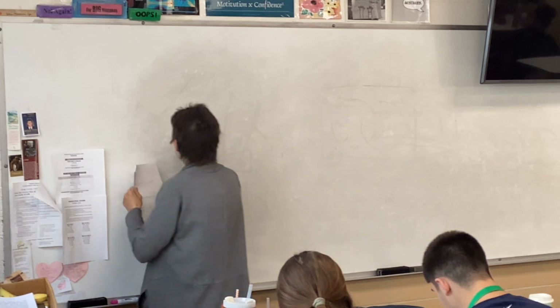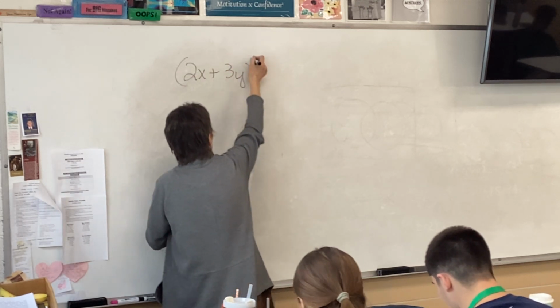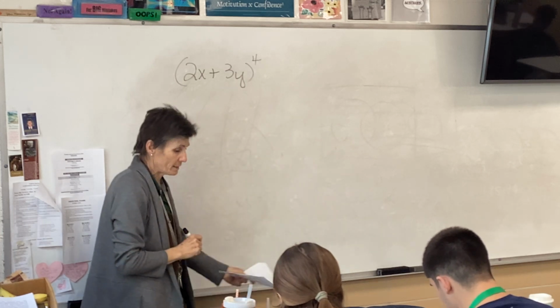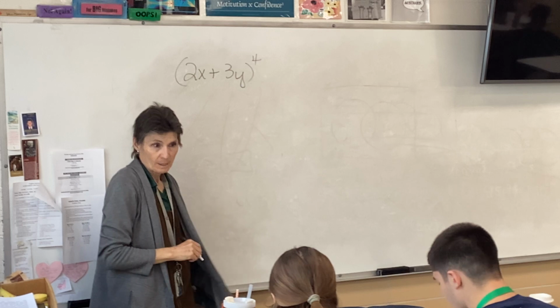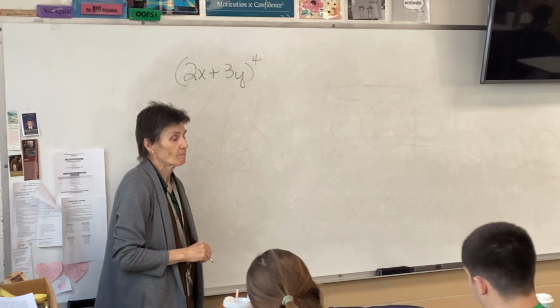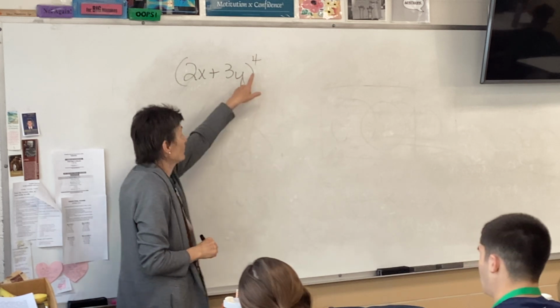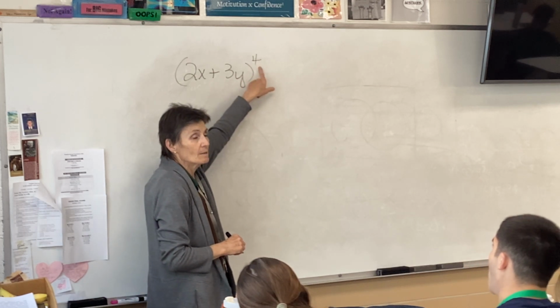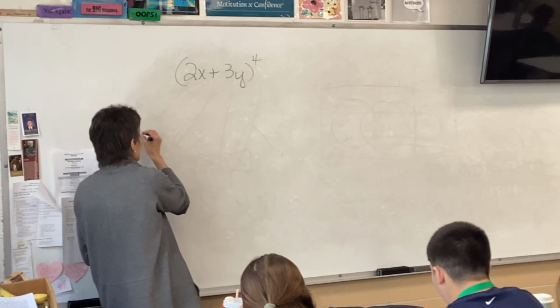Now we're going to expand 2x plus 3y to the 4th. We've already done one of these today. So let's see if you can remember what we did. Step 1, coefficients. And where are the coefficients going to come from? They're going to come from Pascal's triangle. And which row of the triangle am I going to look back at? Four.